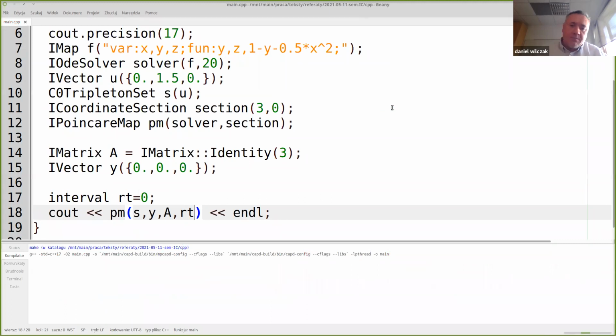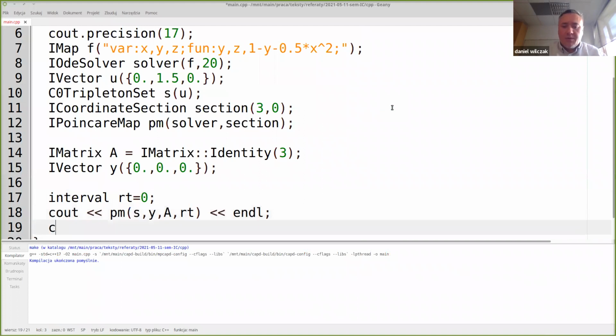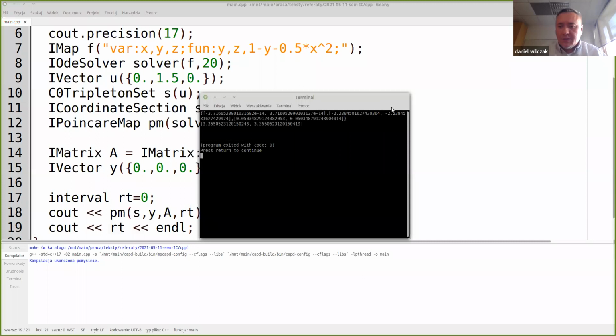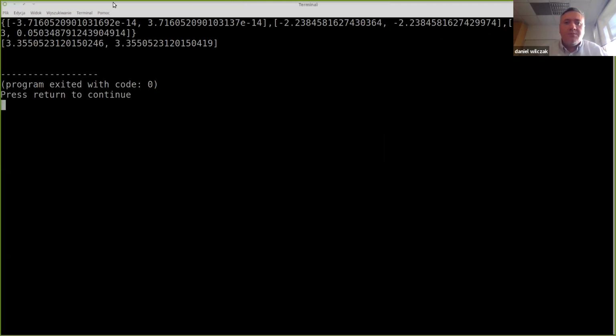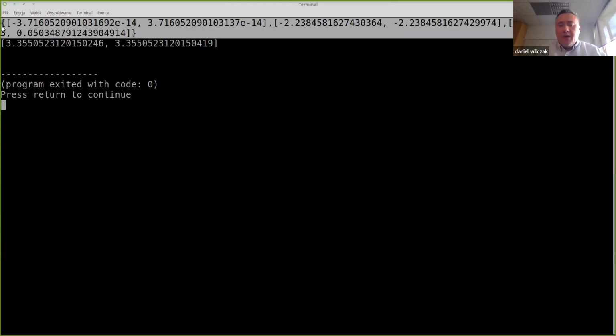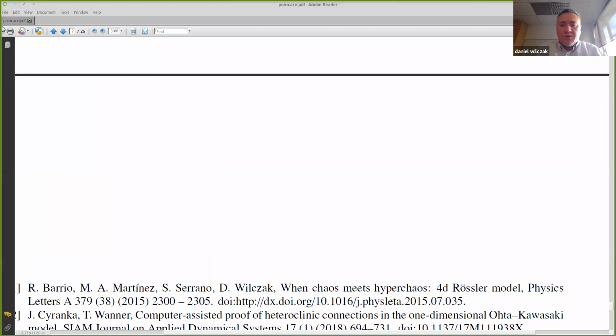By the way, as a byproduct of this routine, we can compute a rigorous bound for the return time. So let me print it also. And this is the result. So the rigorous bound for the return time is this interval. And as before, we get the bound for the Poincaré map.